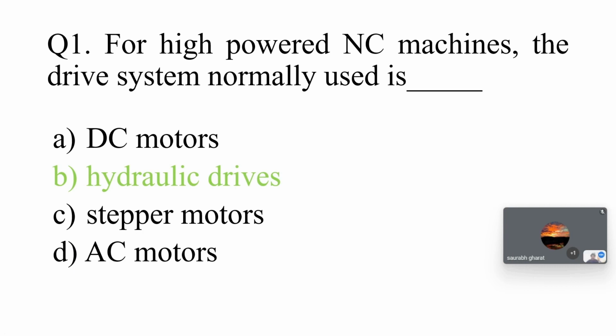This is the assignment for week number 9, and this is the first question. For high powered machines, the drive system normally used is hydraulic, because of its nature, it gives high power. In my previous assignment I also showed that it is used for small size and high power machines. So hydraulic machines are used for high power applications. B is the correct answer.